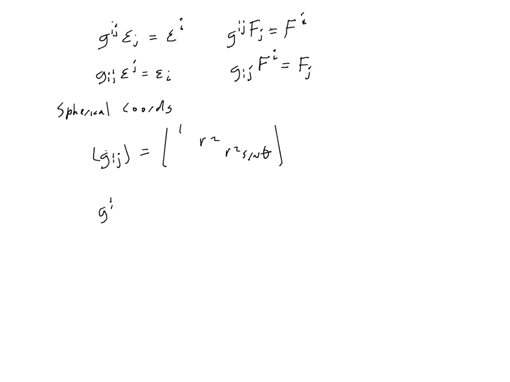And the inverse metric looks like 1, 1 over r squared, and 1 over r squared sine squared theta. Sorry, yeah, just sine squared theta. So you can see here that multiplying something by the metric is going to make a difference. Like I said before, the only reason why you never noticed this before was because you're always working in Cartesian coordinates.